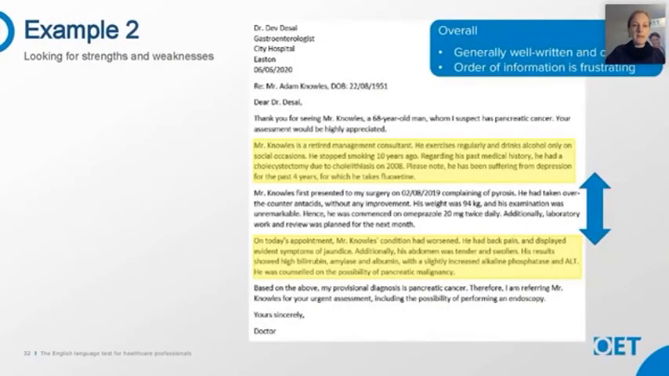So overall feedback for this task, this letter is also generally well written and clear, but I am frustrated to need to read the first 3 paragraphs before I find the information I'm most interested in, which is what is happening now, and the fact that the situation is considered urgent by the referring doctor, and I don't get that information until right at the end.